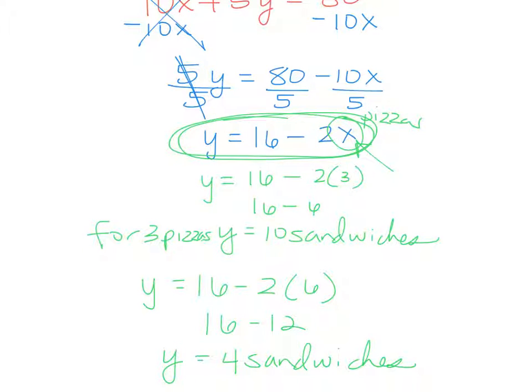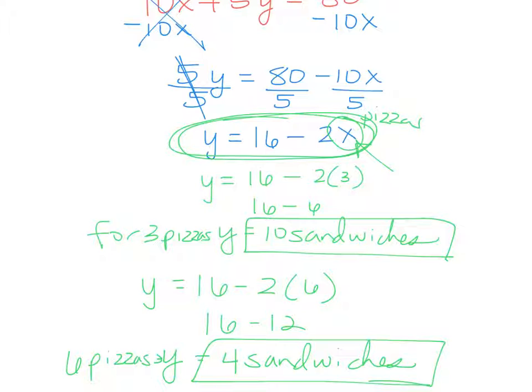In the problem, I just said, what if we bought 3 pizzas? So I gave you the 3 as the number of pizzas, and x was our pizzas, okay? So for 6 pizzas, you could buy 4 sandwiches. For 3 pizzas, you could buy 10 sandwiches, okay? So it's just working through those.